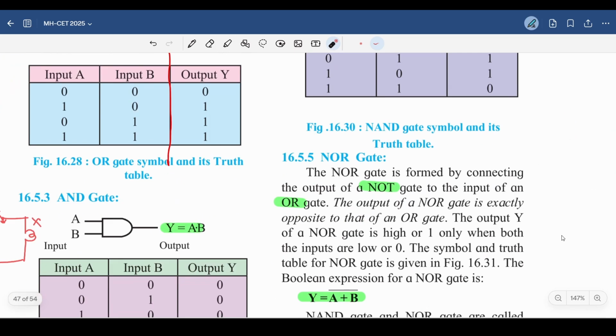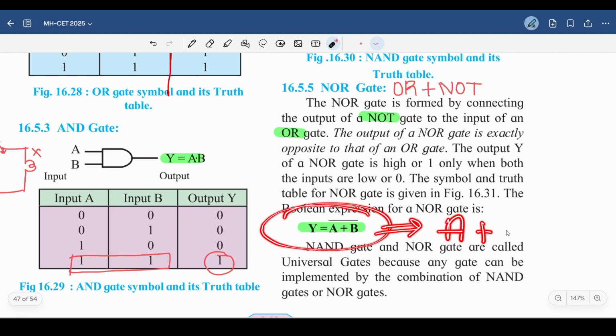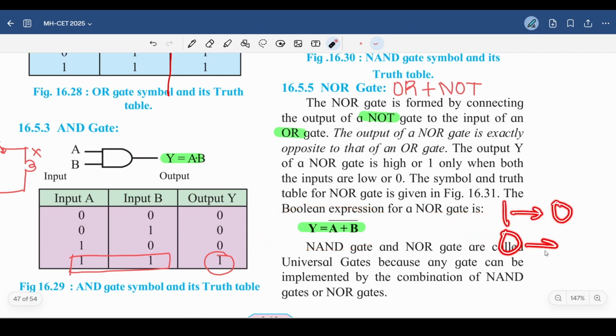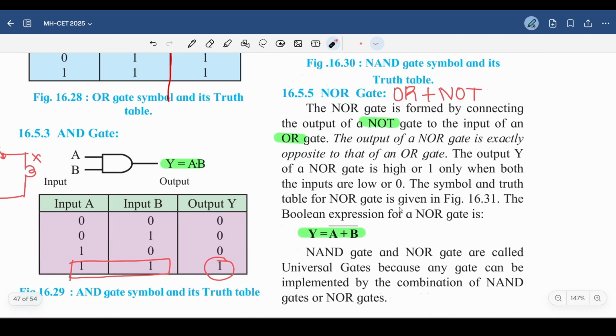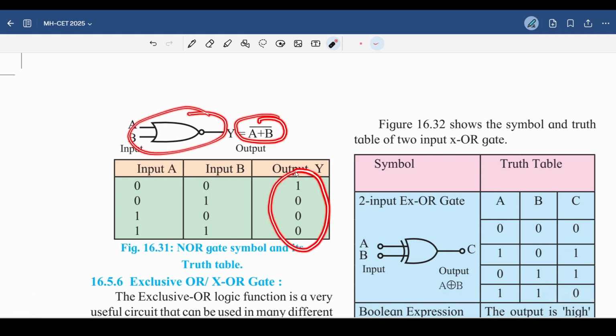Now similarly, next is our NOR gate. So what is NOR gate? NOR gate is nothing but OR plus NOT. Look at the equation. How will you read this equation? A or B inverse. Inverse means NOT. NOT means 1 becomes 0, 0 becomes 1. So let's look at the truth table. So this is the symbol of NOR gate, this is the Boolean equation, and this is the truth table output.